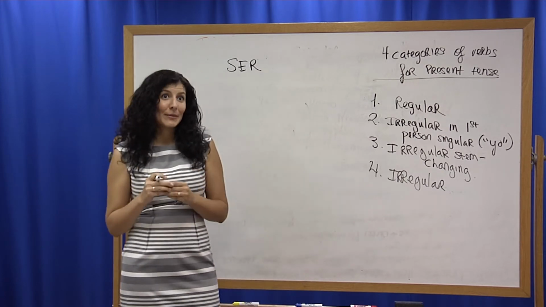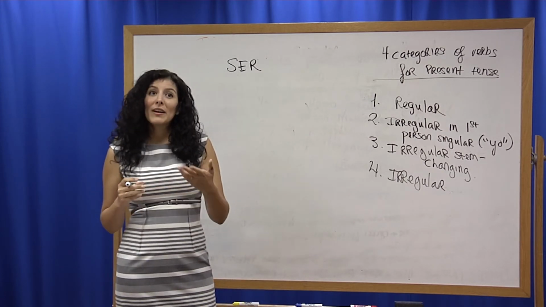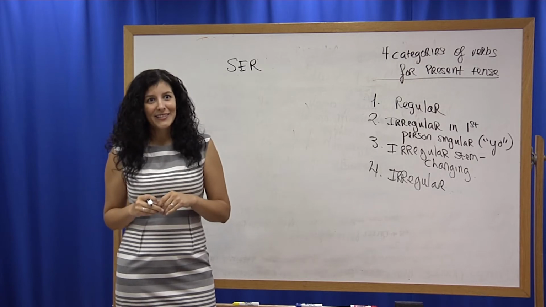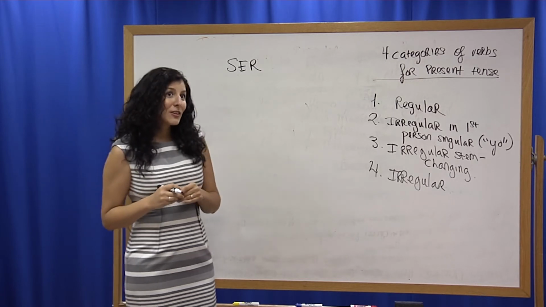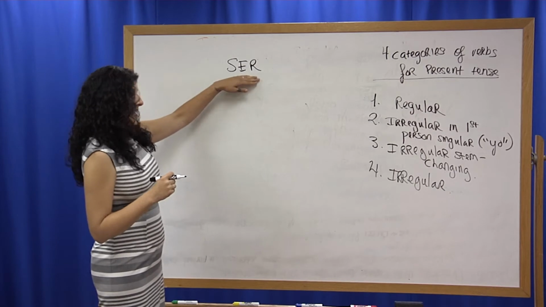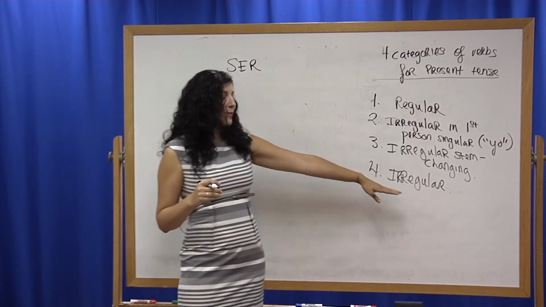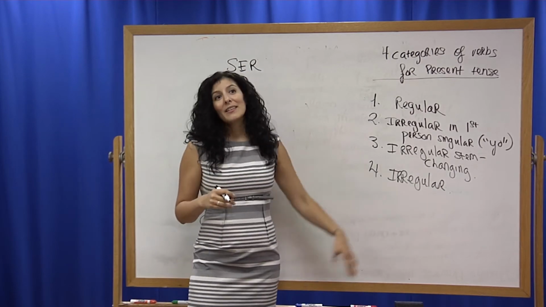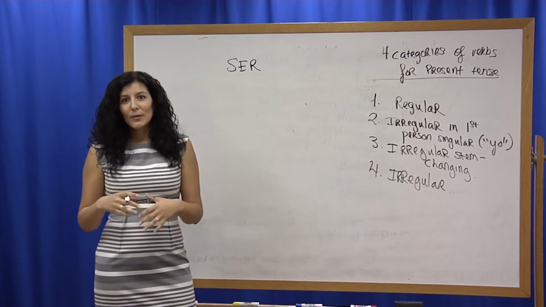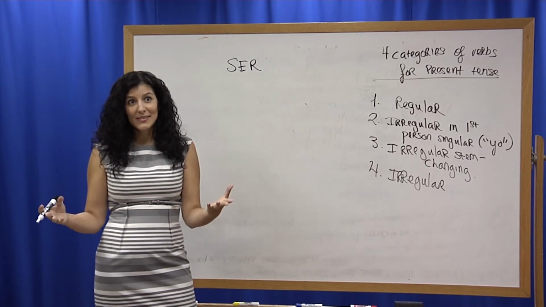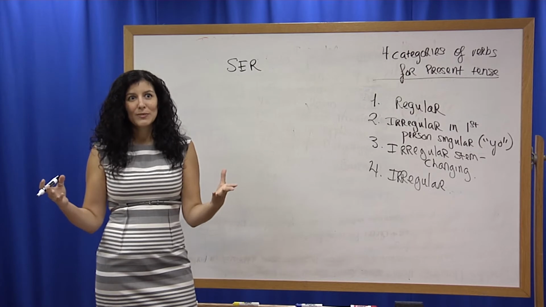There will be many examples of irregulars, but one can be found in your book on page 10. And it is a verb that we are currently learning, and it is ser. Ser falls under the category of irregular verbs because in the present tense, it doesn't follow any type of pattern or system. It is kind of a unit unto itself.